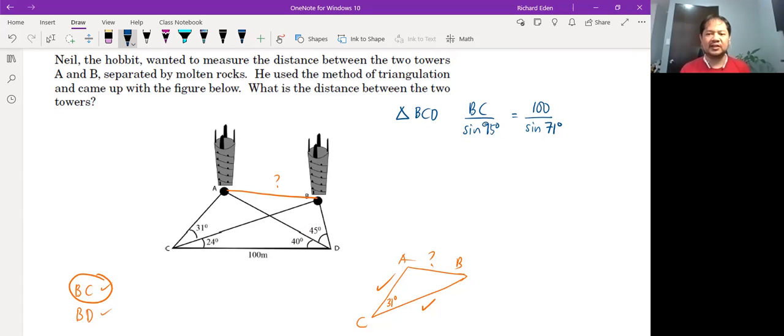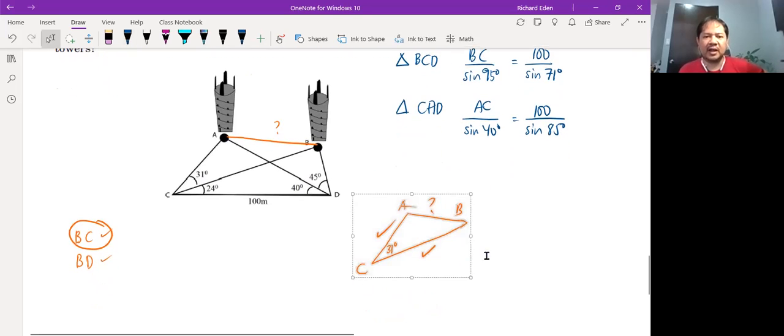Next, what about AC? What triangle do we need to use to find AC? CAD. This is using the law of sines extensively. So AC over sine 40 equals 100 over sine CAD. CAD is 180 minus 31 minus 24 minus 40. That's 85. So sine 85. There. So we have AC and BC.